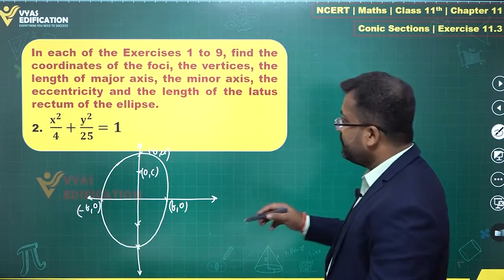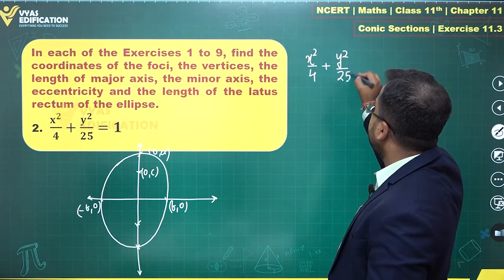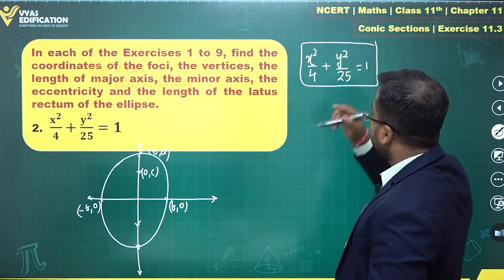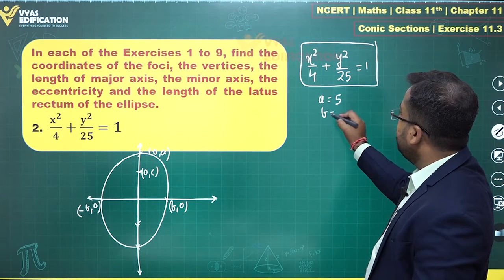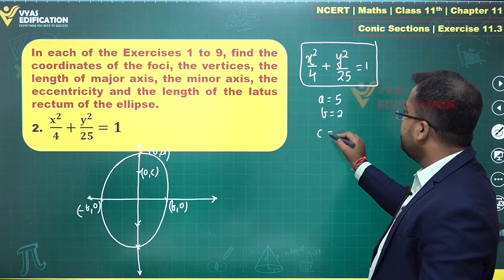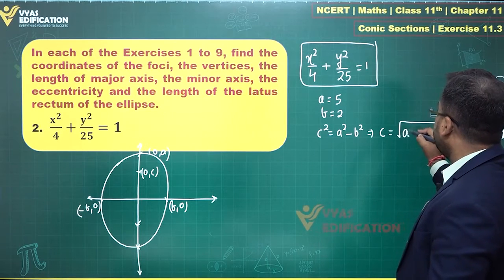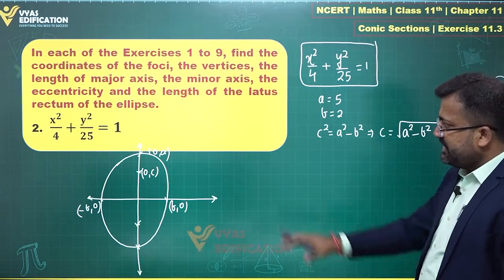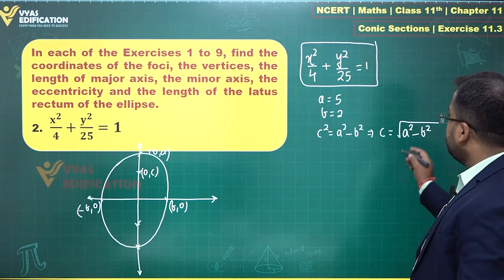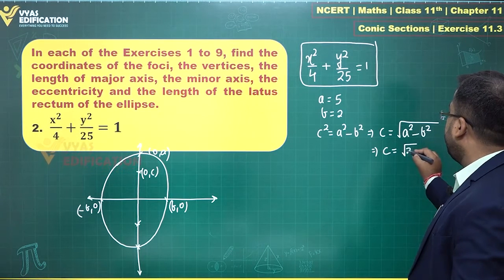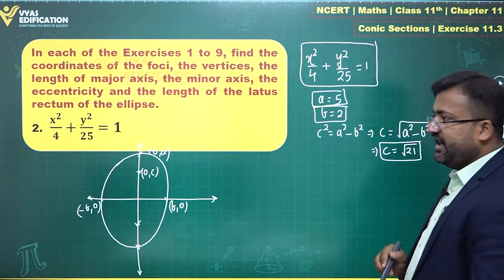So let's identify the values of a, b and c first of all. x square upon 4 plus y square upon 25 is equal to 1. For this, a is greater than b, so a square is 25, a will be equal to 5. b square is equal to 4, b will be equal to 2. c square is a square minus b square, which tells me c is equal to the square root of a square minus b square, considering only the positive value, right? Plus minus c can be taken care of later. So c will be 25 minus 4, which is 21. c is equal to square root of 21 is what I observe over here. a, b and c have been identified.